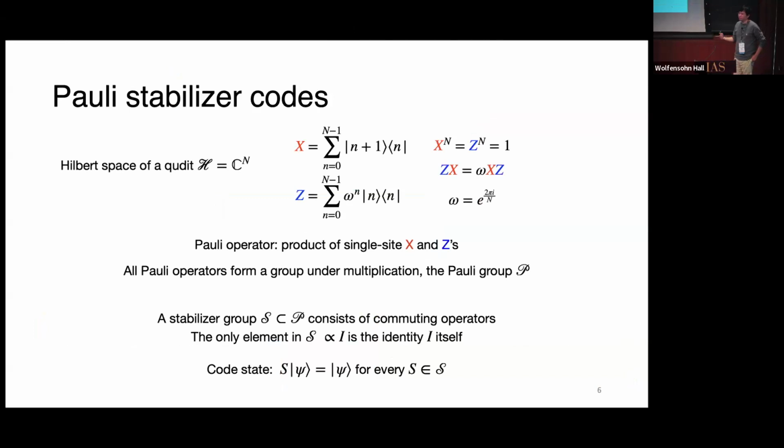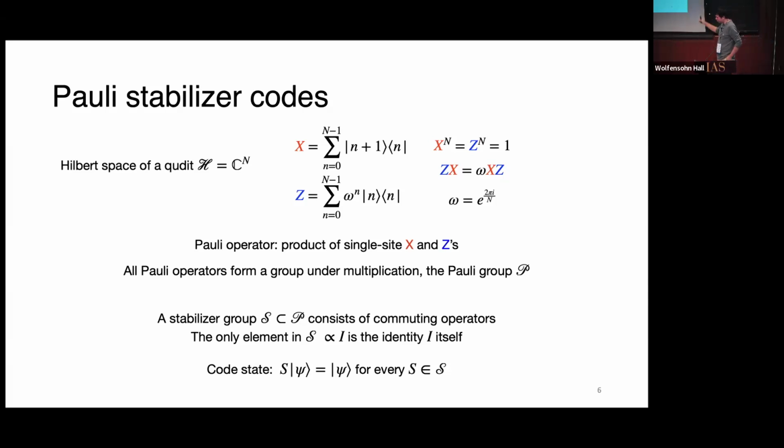Okay, so now let me define what I mean by a topological Pauli code. Let's first talk about Pauli stabilizer codes. Okay. So the ingredients are qubits, which just means we have an n-dimensional Hilbert space, and the Pauli algebra on this space is generated by the shift X and the clock Z operators. They satisfy the Pauli algebra, X to the n and Z to the n are 1, and they commute up to a phase, an nth root of unity.